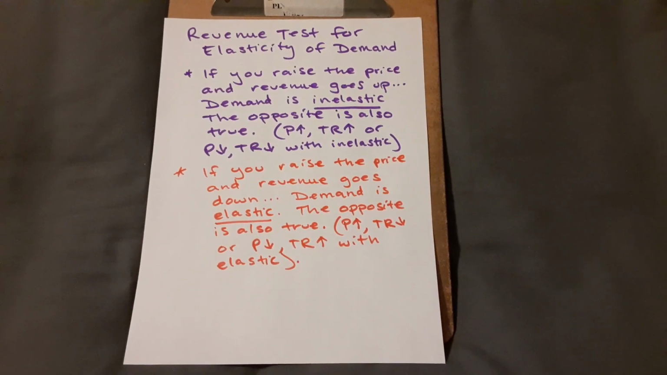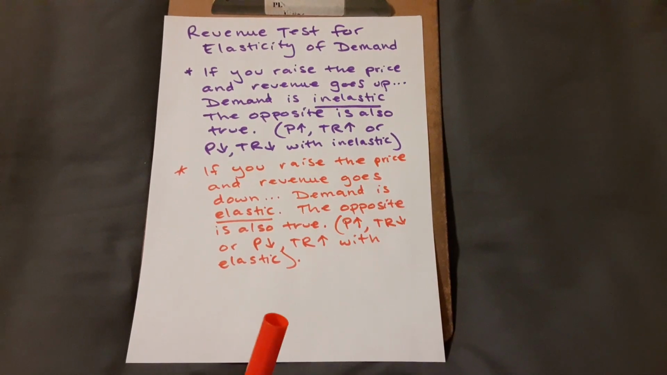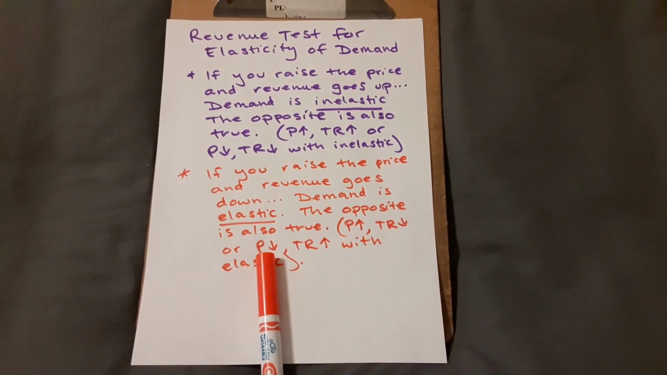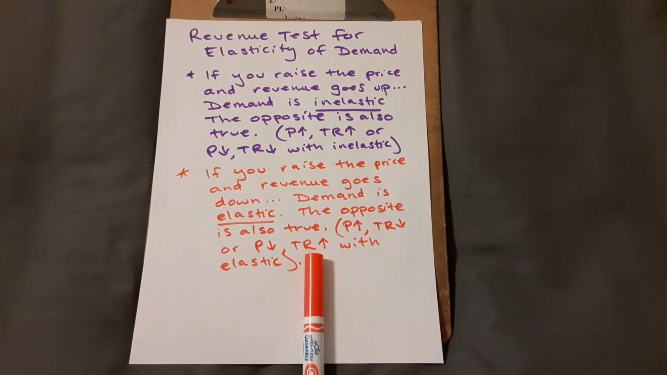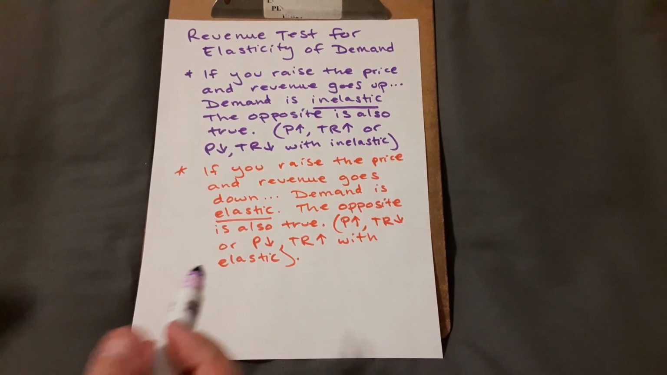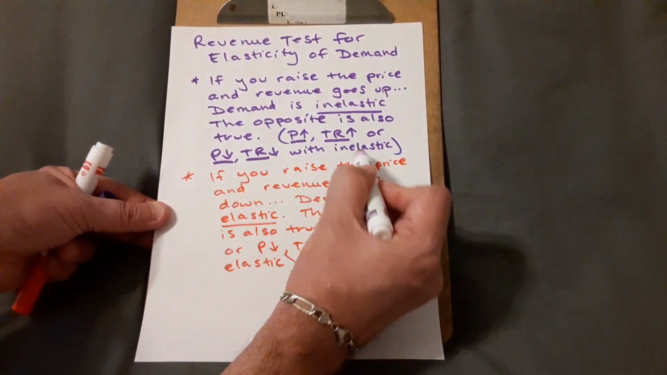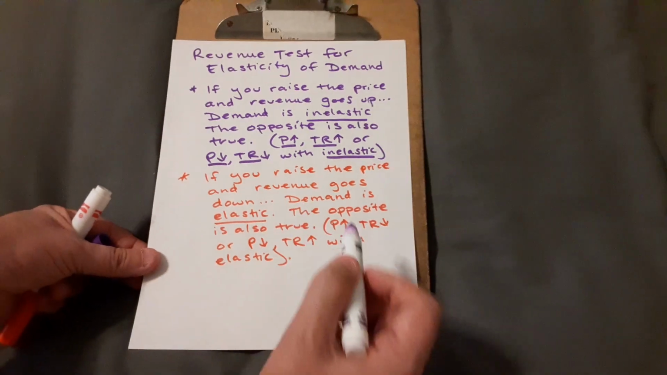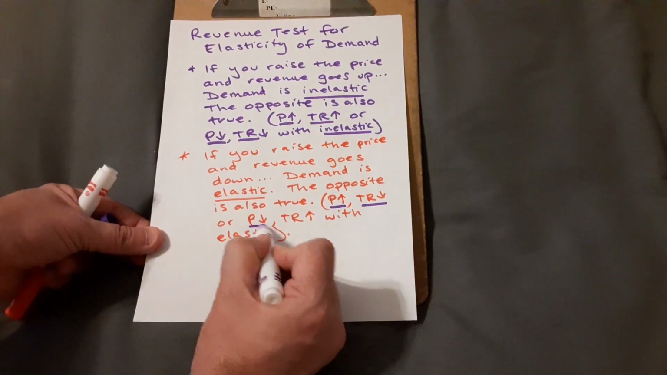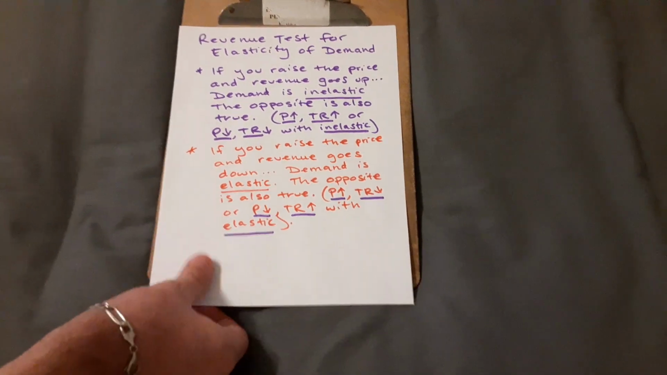With elastic demand, if you raise the price, there's a big drop off in people buying, and total revenue will go down. If you lower the price, then a lot more people will buy, and your total revenue will go up. So notice with elastic demand, the arrows move in the opposite direction. So take a look at this and what I have in parentheses. Price goes up, total revenue up, or price down, total revenue down if it's inelastic demand. With elastic demand, these arrows move in the opposite direction. Price up, total revenue down, or price down, total revenue up with elastic demand. That's what you need to know for the revenue test.